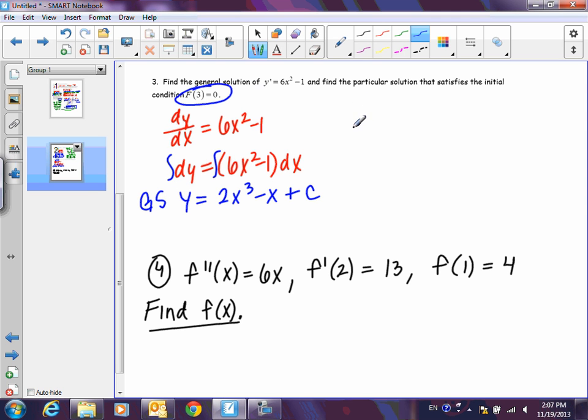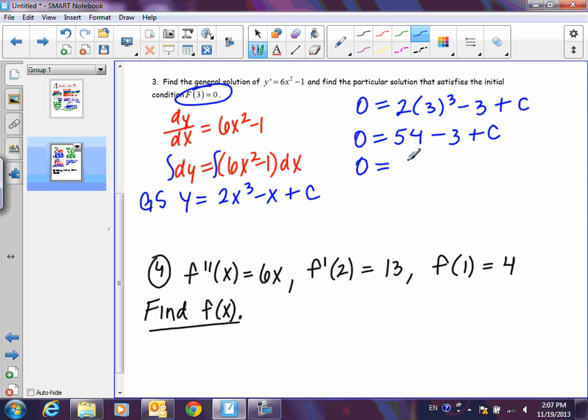When you're using this, what goes in for y? 0. And then the 3 goes in for x. So you end up getting 0 equals, okay, not 3 cubed is not 9, which happens a lot, but it's 27. So 54 minus 3, that's going to make 51. So that means C is negative 51. Anybody think that was weird? You must have done it wrong because it's such a weird number. That happens sometimes. So my final answer is going to be y equals 2x cubed minus x minus 51.